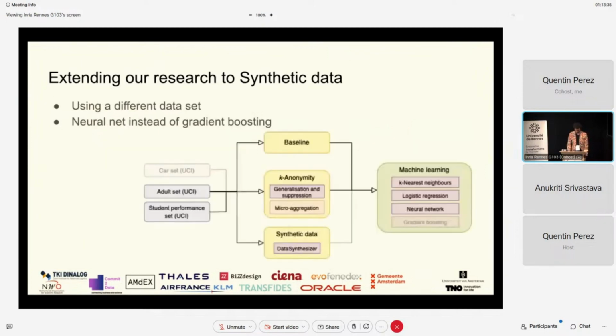Okay, so this is our experimental setup. We have two data sets. We have a baseline which we do not anonymize. We have a baseline for which we use generalization and suppression to obtain k-anonymity.